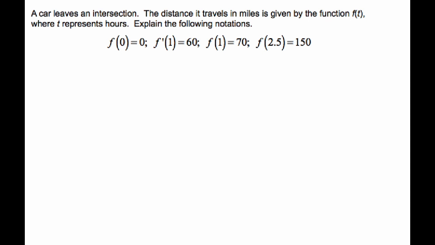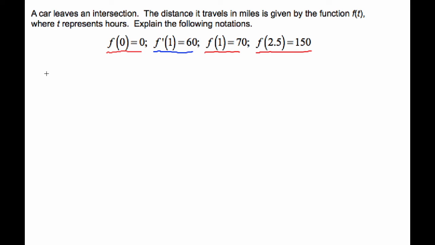A car leaves an intersection. The distance it travels in miles is given by the function f of t, where t represents hours. Explain the following notations. The function evaluated at 0 is 0. The derivative evaluated at 1 is 60. The function evaluated at 1 is 70. And the function evaluated at 2.5 is 150.